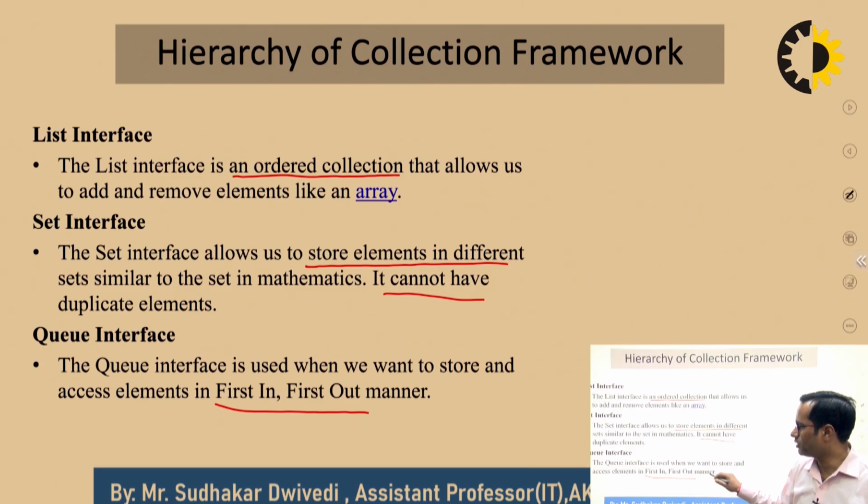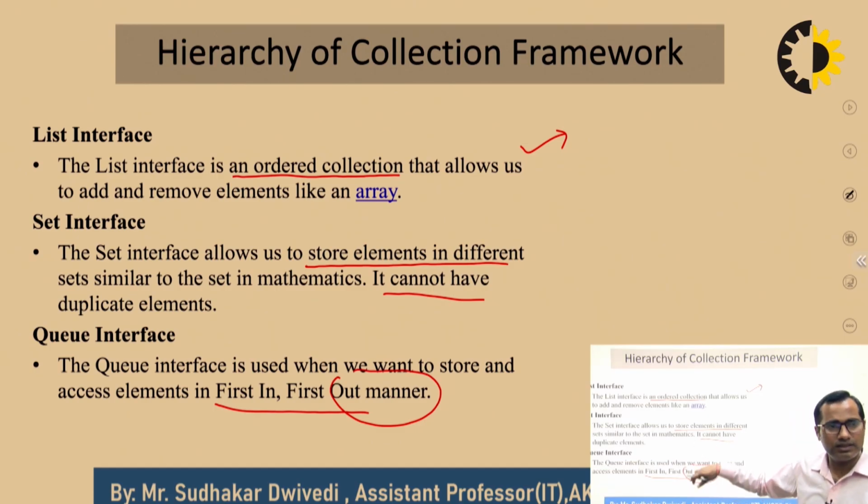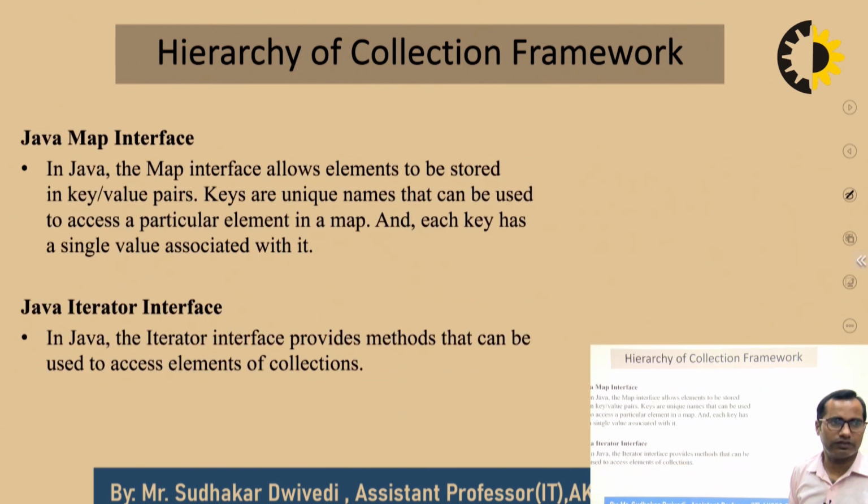If we want to process data in a particular manner, we will use the queue interface. But in the list interface, if we implement it with the ArrayList class, we can add data anywhere we want and remove data from any location. But in the queue interface, there is a compulsion: the data that is inserted earlier is deleted first.